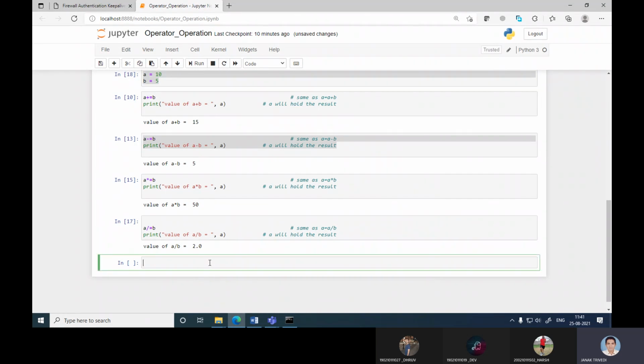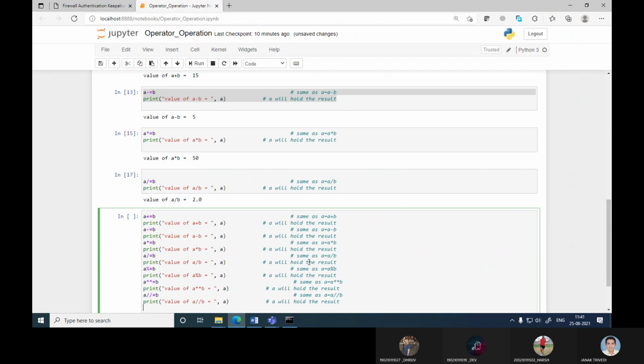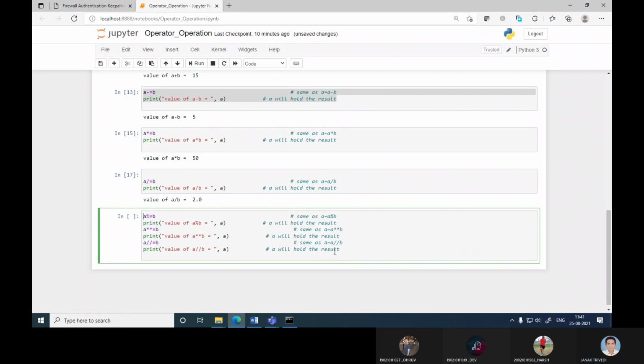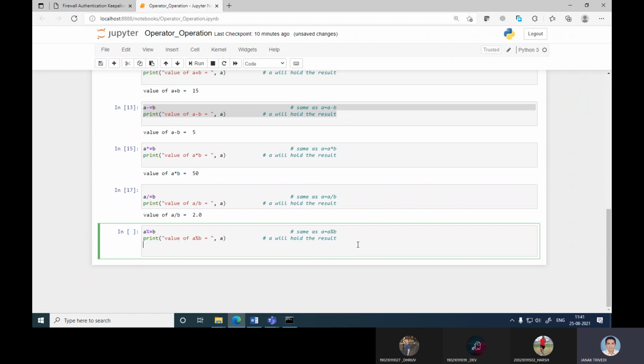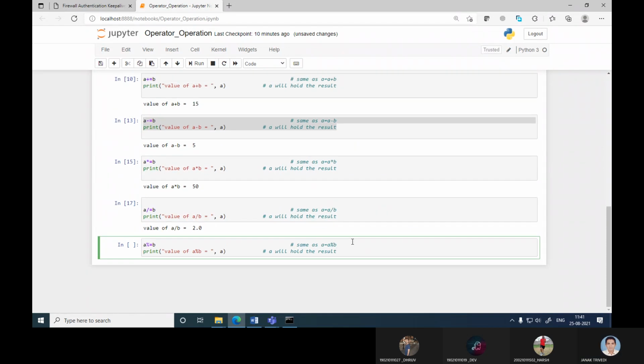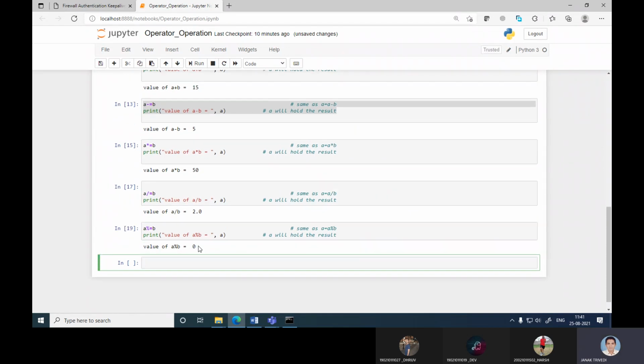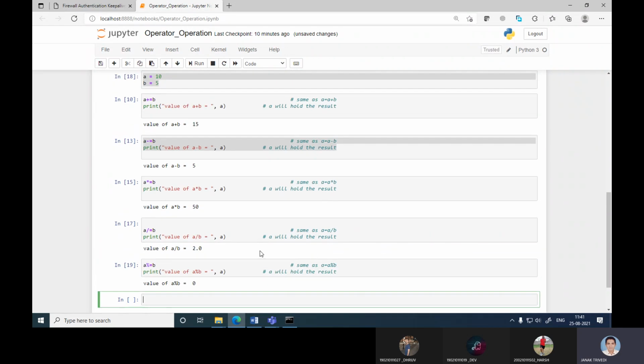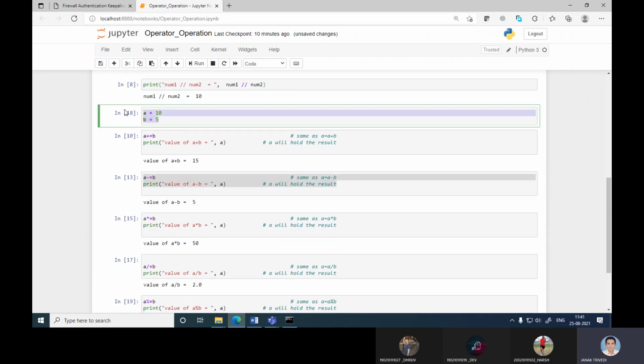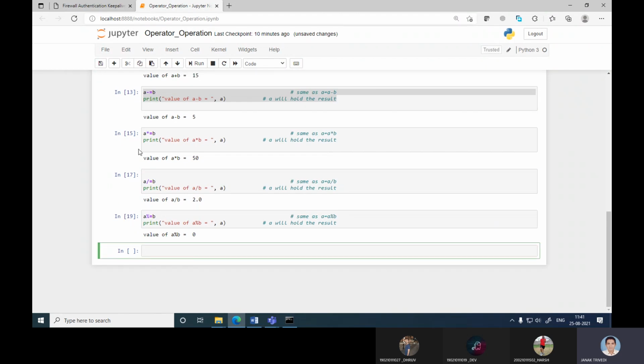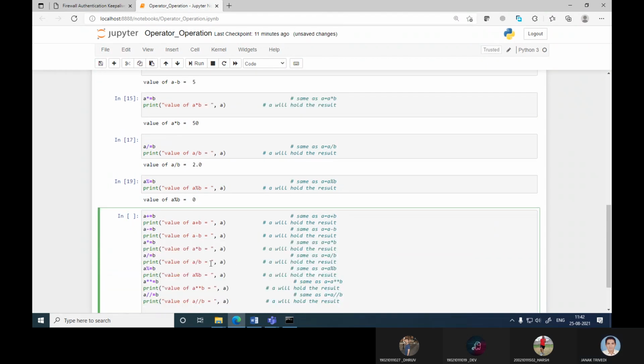Then modulo operation. So 0, because 10 is perfectly divided by 5. Once again we do this. Now it is 20. Yes, line 20. From 9 to 20. Modulo then this.